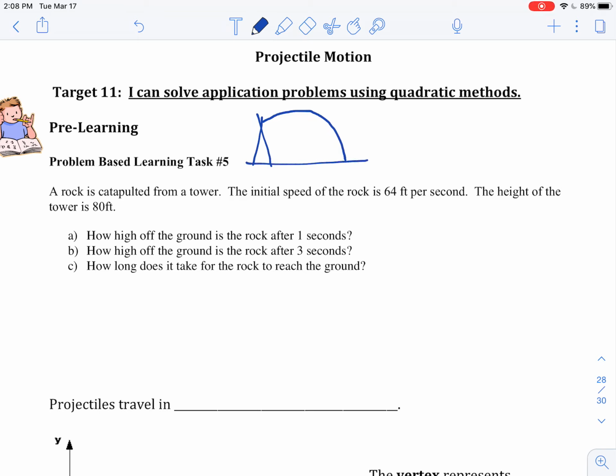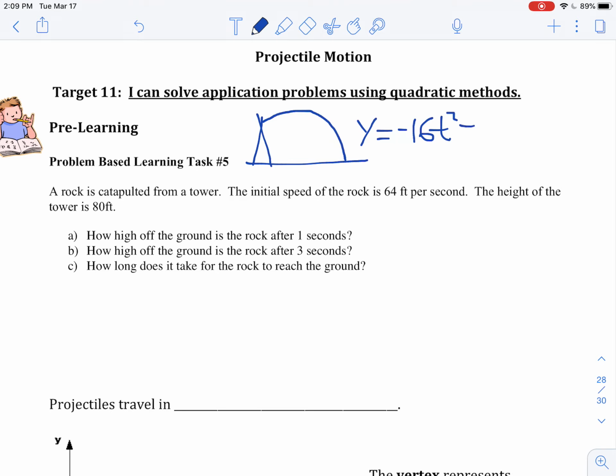In our quadratic equations, we were told that negative 16 is the force of gravity. So when we're talking about feet and seconds, you'll see that negative 16 there. If we were doing meters per second or yards per minute, it might be a different number, but for feet and seconds, it's negative 16.